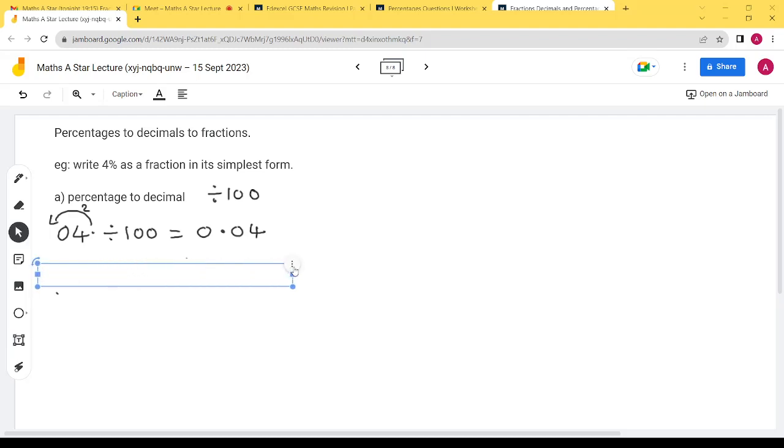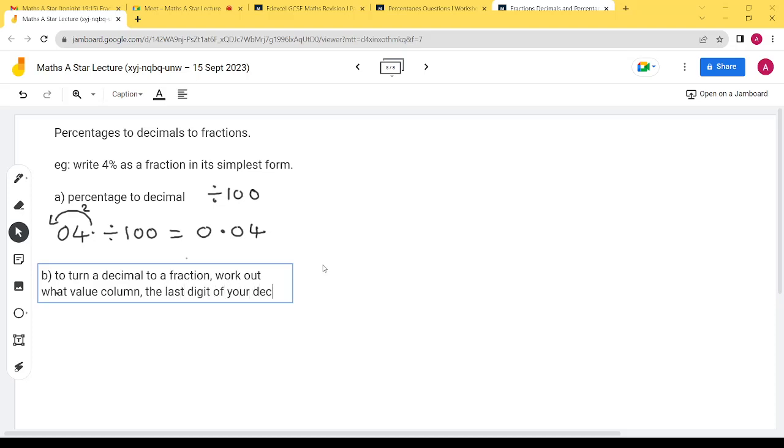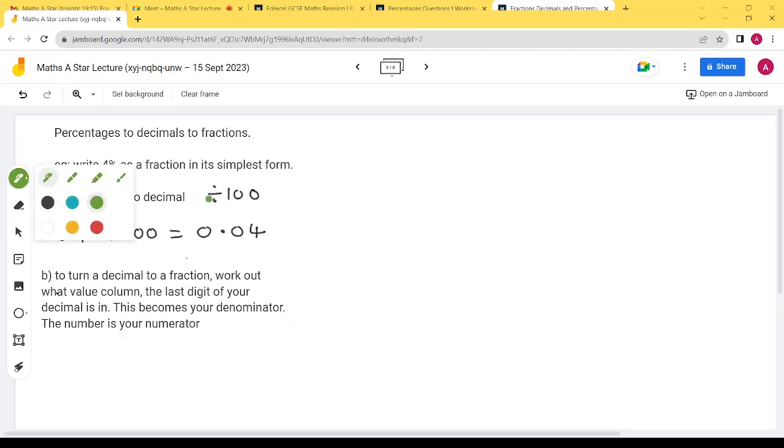And then B, and this is one not everyone realizes how to do, but to turn a decimal to a fraction, work out what value column the last digit of your decimal is in. This becomes your denominator. The number is your numerator. So what do I mean by this? Well, if we look at 0.04, the 0 is in the tenths column and the 4 is in the hundredths column, which means one of these equals 100th of a whole. 100 of these equals 1, which means we can just write this number on its own as our numerator.